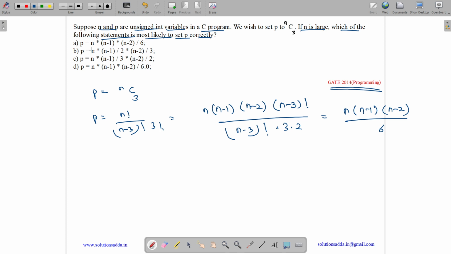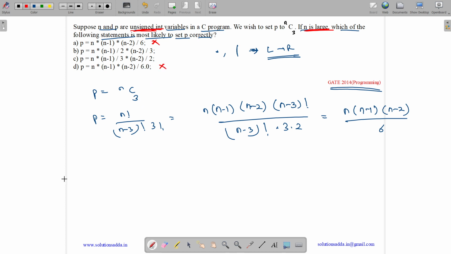But we need to make sure that we are in the range of integers. See this. So what is multiply and divide? They are left to right associative and they have the same precedence. So we will compute from left to right. We will multiply n by n minus 1 then by n minus 2. As these are three multiplications and n is large, it is given, and n and p are only unsigned integer variables, this might cause an overflow. And similarly, the D option might cause an overflow.